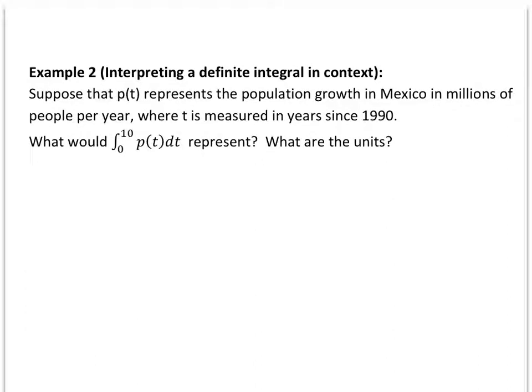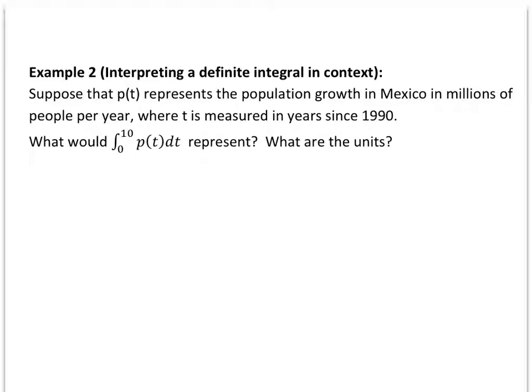Okay, here we see our second example of interpreting the definite integral. In this example, we don't have a function p of t. We're just given some information about p of t. We need to think about, is p of t an amount function or a rate function? So as we read, suppose that p of t represents the population growth in Mexico in millions of people per year, where t is measured in years since 1900.